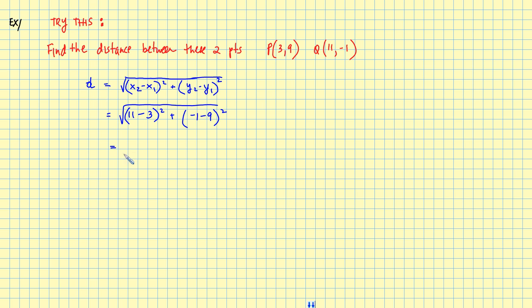So we end up with the square root of (11 minus 3) is 8 squared, and then -1 minus 9 gives us -10, all squared, so that we have the square root of 64 plus 100, and that tells us that we have the square root of 164. So that'll be approximately, it's going to be more than 12, because 12 squared gives us 144. So it's less than 13 though, because 13 squared is 169. So it's going to be approximately 12 point something.